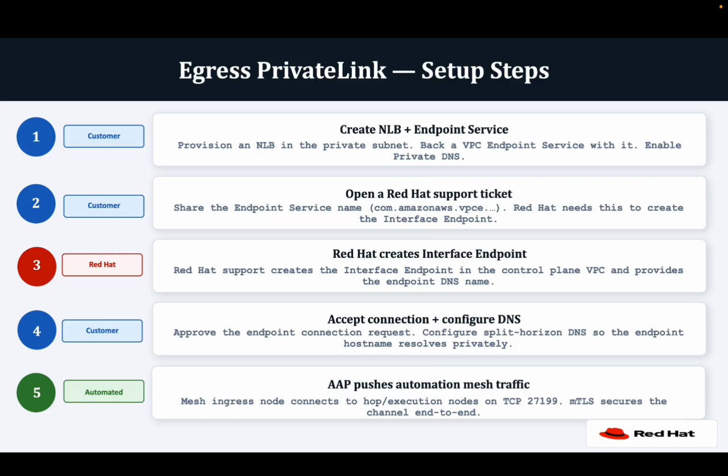Then on the Red Hat side, they need to create a VPC endpoint in the control plane VPC using the provided service name and share the generated endpoint DNS name with the customer. Then on the customer side, this is the final configuration where they need to approve the incoming endpoint connection request, and in the meantime configure split horizon DNS so the endpoint hostname resolves privately. Then they need to validate the connectivity. Once complete, the mesh ingress node can securely connect to hop and execution nodes over TCP port 27199.